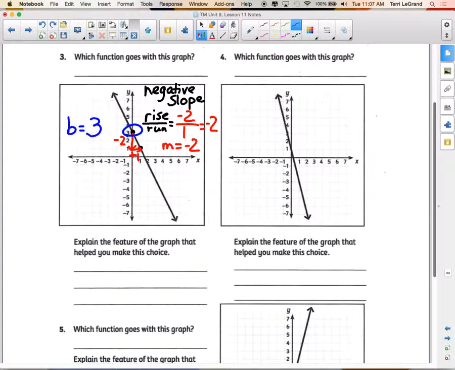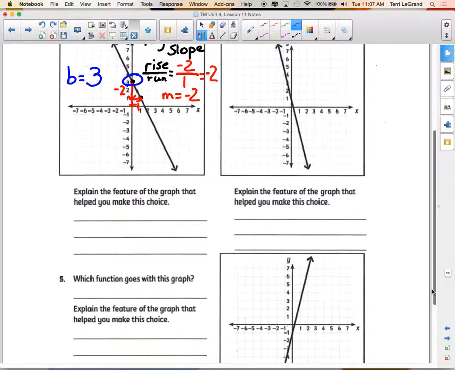So let's go down here now. And let's say, oh, okay, we got m equals negative 2, and we got b equals 3. Don't even look back on that other sheet yet. We're going to write our own equation first. So we got y equals what? What are we going to put in front of our x? What's the slope? Negative 2.